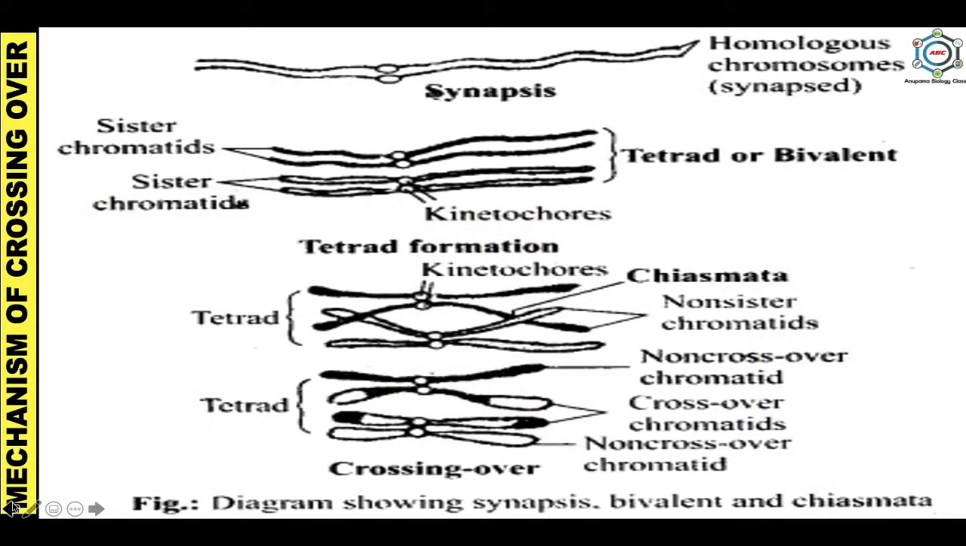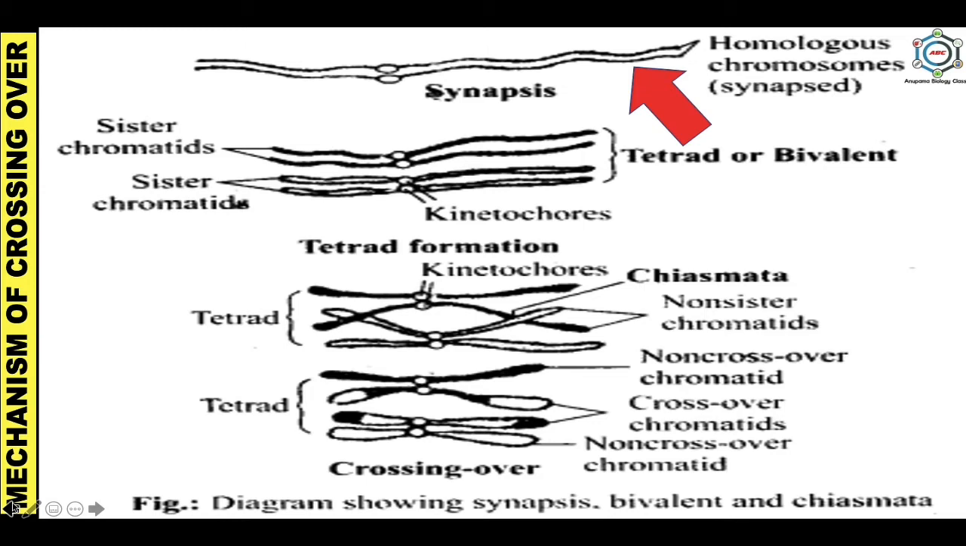Now, mechanism of crossing over. And here in this picture you can see the whole process, that is showing the crossover, and it produces 50% parental and 50% recombinant chromatids. So the process of crossing over occurs by a mechanism called the breakage and reunion theory of Darlington in 1937, and it comprises 4 steps, in which the first one is known as synapsis.